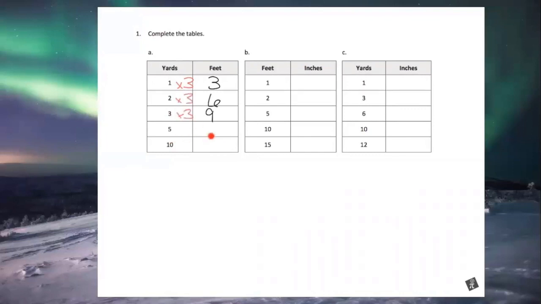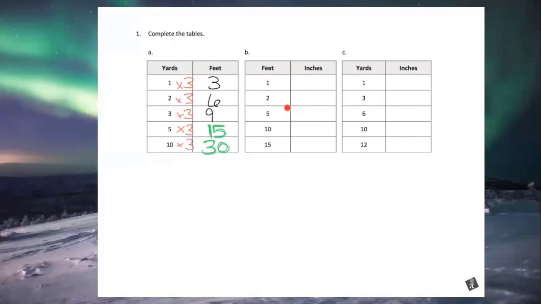So what are we going to do right here? Now, a lot of kids are going to want to just say 3, 6, 9, 12. A lot of students are going to want to just say 12. But no, we know that it's actually going to be times 3, which is 15. So we actually know it's 15. And then, of course, down here is going to be 30, because we can see that 10 times 3 is 30.